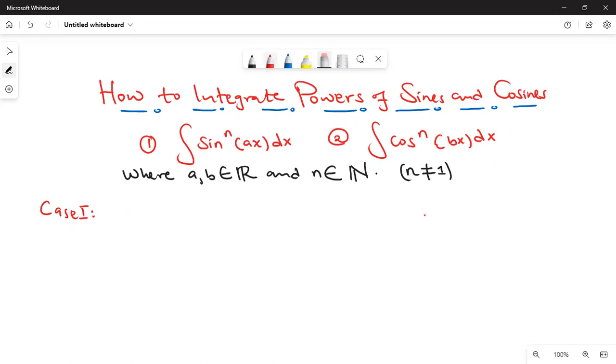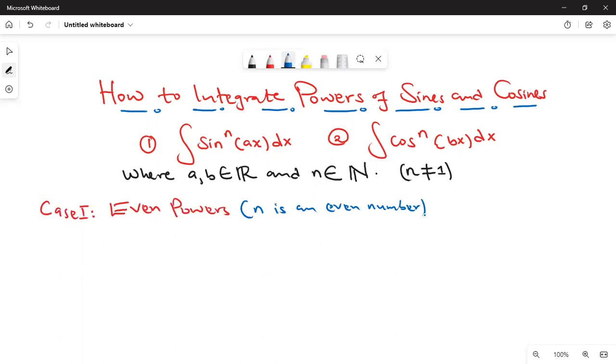I want us to start with even powers of sines and cosines. I'll write here: even powers, or simply the case where n is an even number. An even number is a number that is divisible by 2.